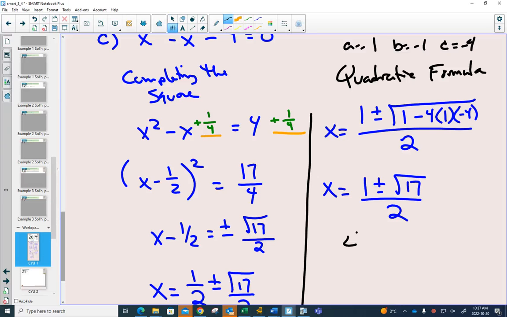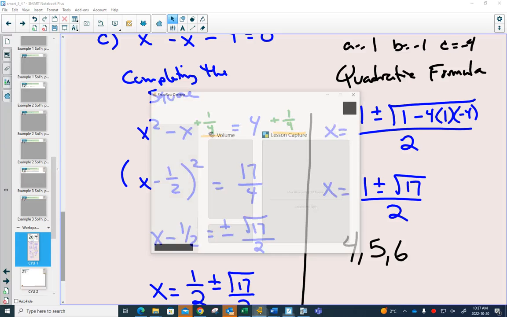All right. Please circle 4, 5, and 6. And we are going to do example 2 right away.